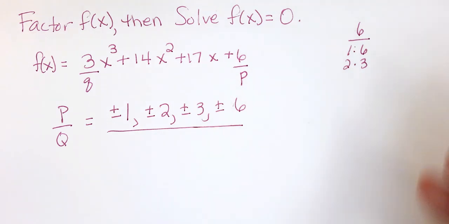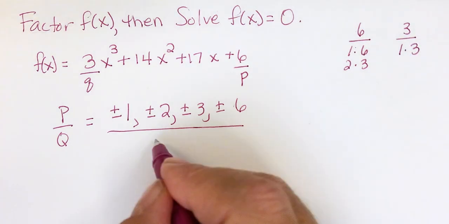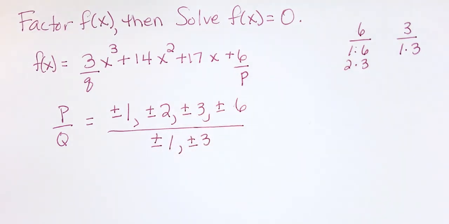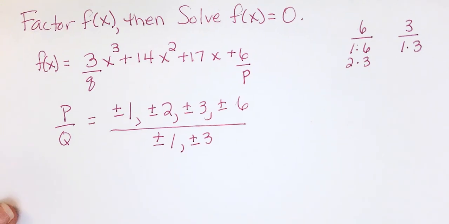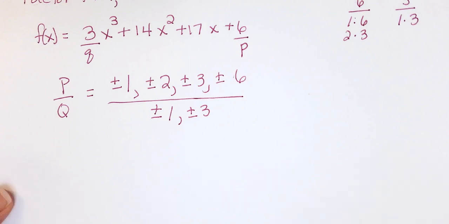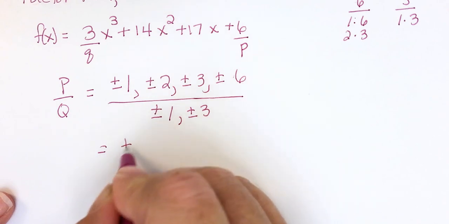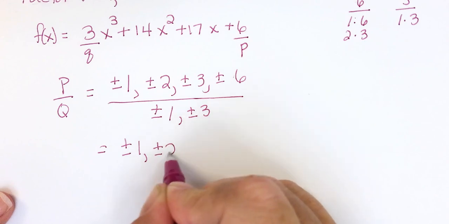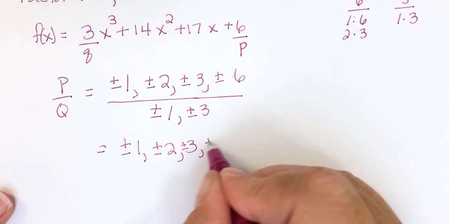Now Q is 3, so what are the factors of 3? That's 1 times 3. So on the bottom we're going to have in the denominator 1 and plus or minus 3. Now to generate this full list, we need to come up with the combinations of these. So we're turning all of this into fractions. This is going to be 1 over 1, which is just 1, and then 2 over 1, which is just 2. 3 over 1 is 3, and 6 over 1 is 6.